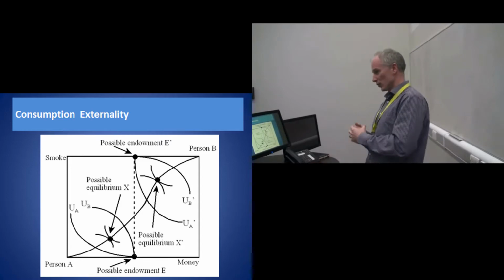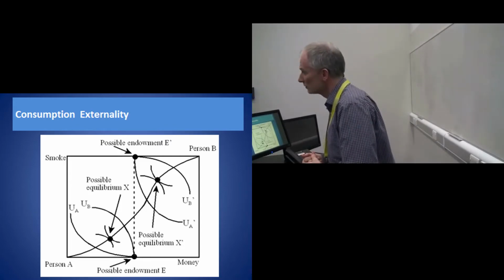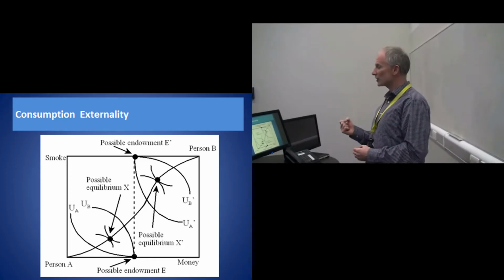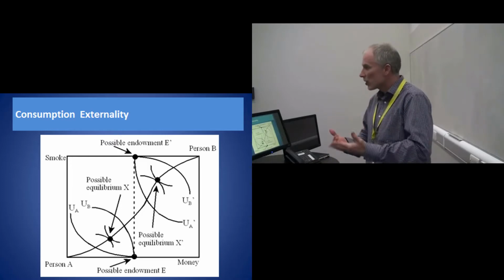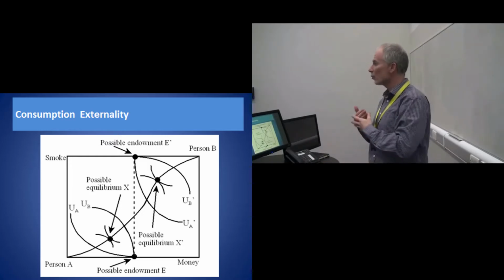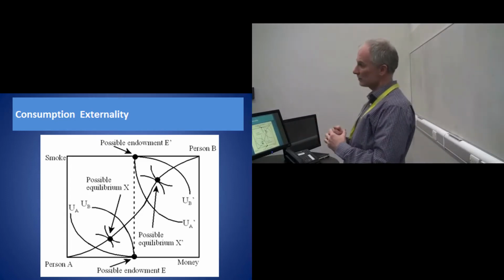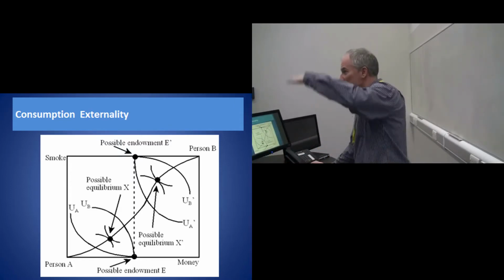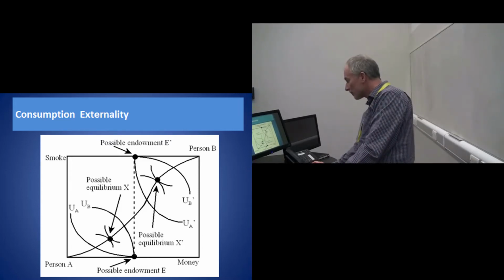The height of the Edgeworth box, again, is determined by the total availability of smoke. But remember, where does smoke come from? Smoke comes as a byproduct of person A's habits. And so, the more he smokes, the more smoke there will be within the room. So, for example, if person A smoked absolutely nothing, there wouldn't be any smoke in the room. And so, the Edgeworth box would not have any height at all. It would be somewhere along that bottom line there.